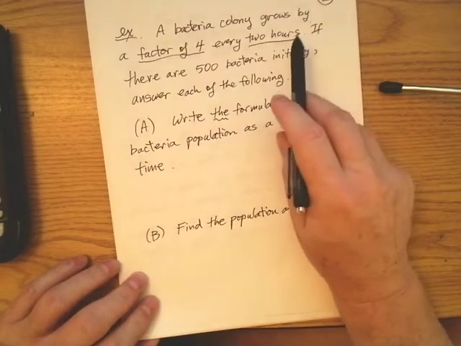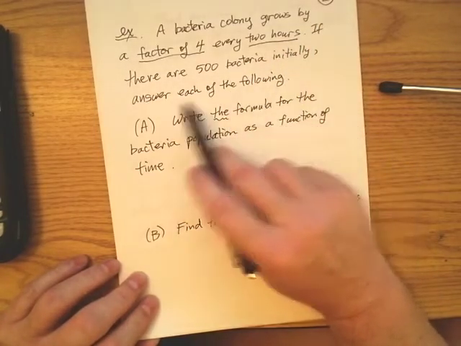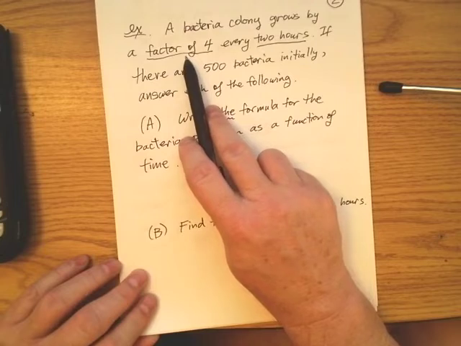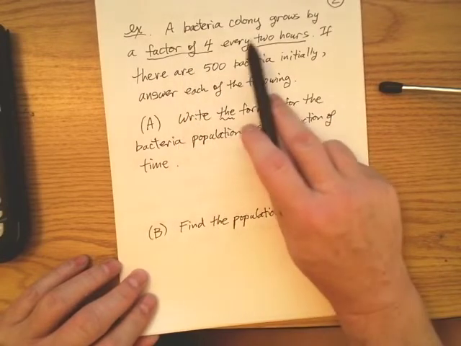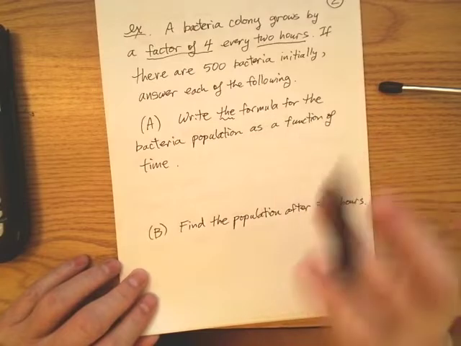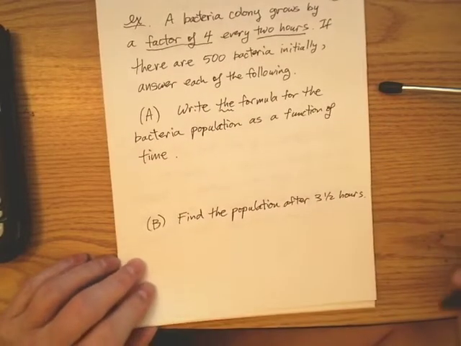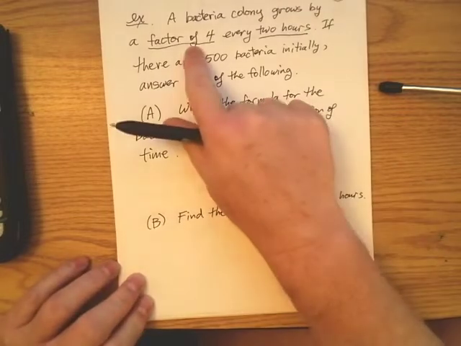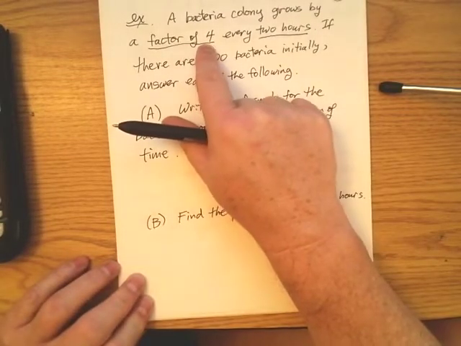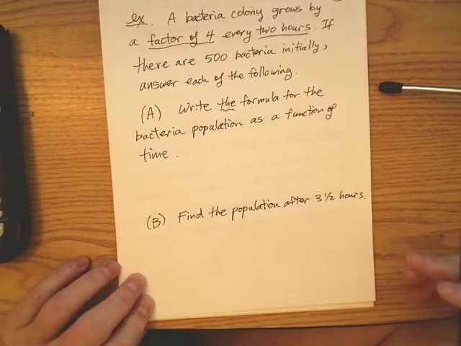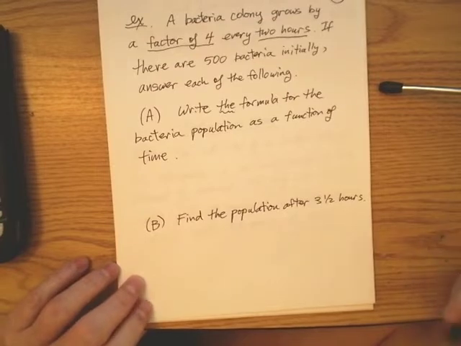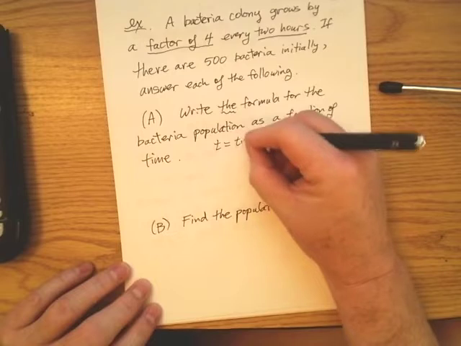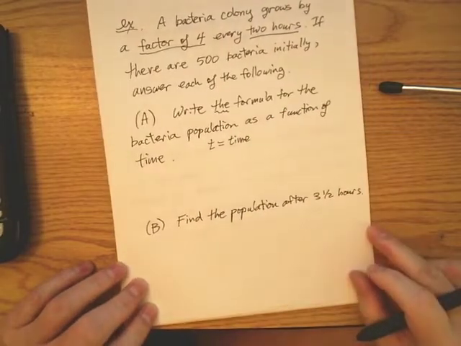If there are 5,000 bacteria initially, answer each of the following. Now, remember, if something is growing by a fixed factor in every fixed time period, it's got to be exponential growth, right? That's the hallmark of exponential growth or decay here. Decay would be a factor somewhere between 0 and 1. Anyways, let's get to it. Write a formula for the bacteria population as a function of time. Time is t. What would the time period be naturally in this problem?